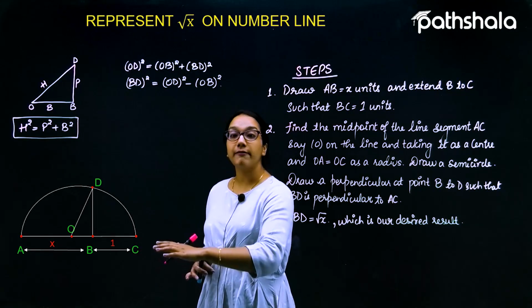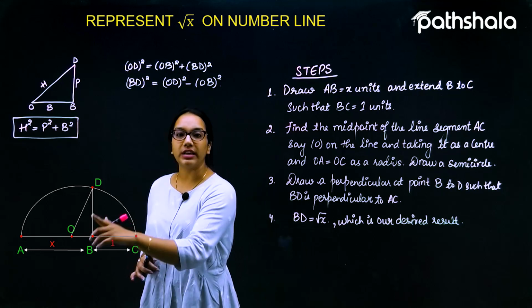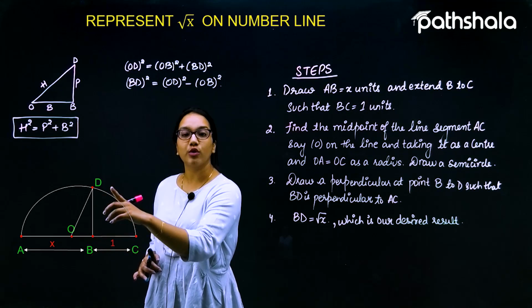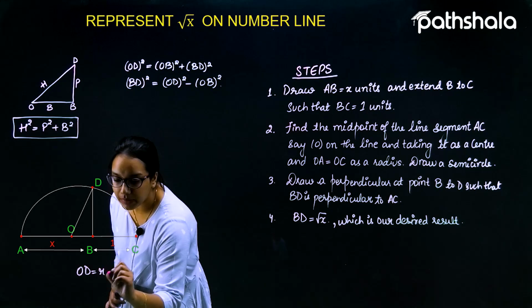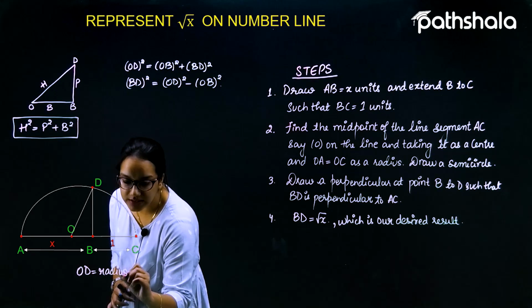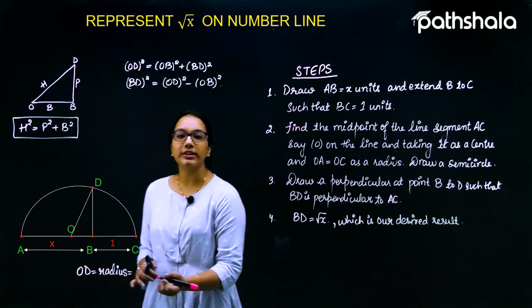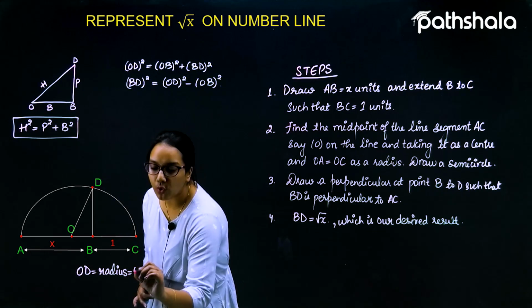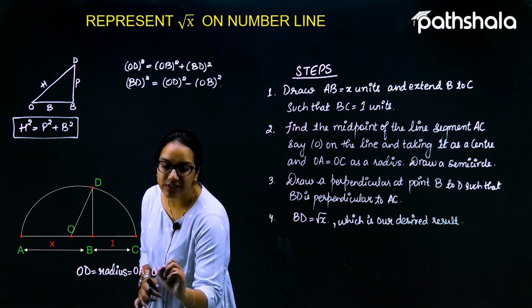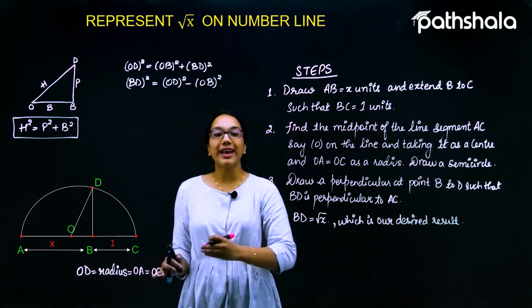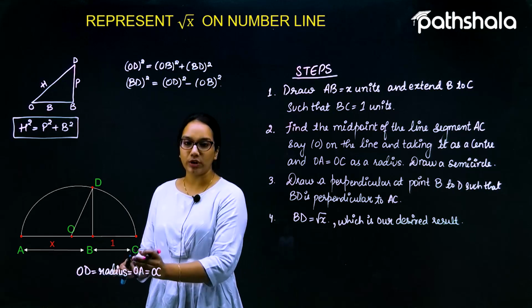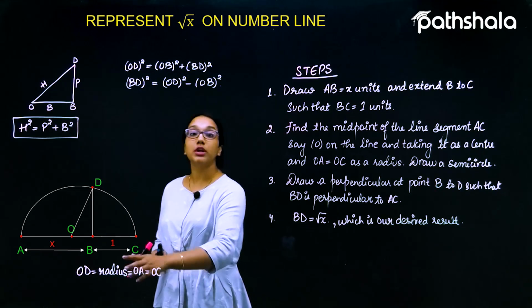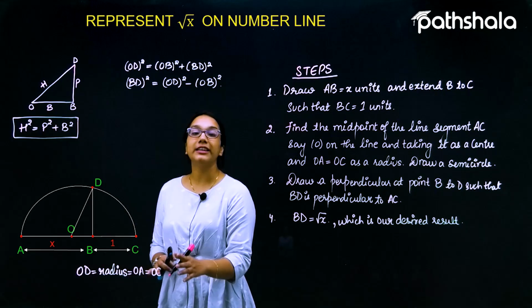We just wanted to find out the value of OD. As we know, OD is nothing but the radius of the circle, and the radius will definitely be equal to OA and OC. So if we are able to find the value of OC, that will definitely be equal to OD. So let's talk about the OA or the OC value.